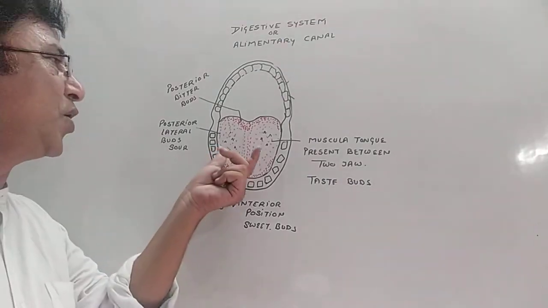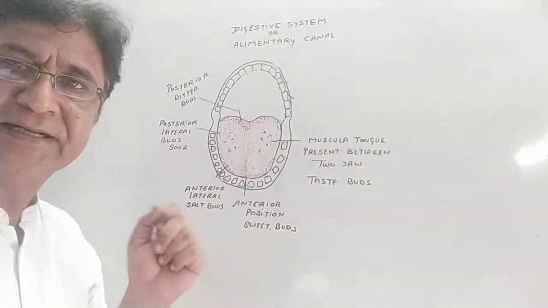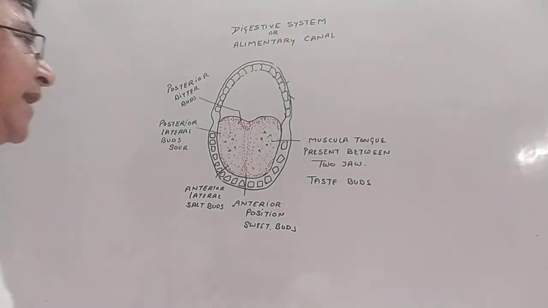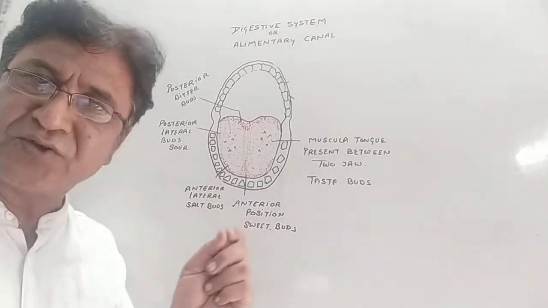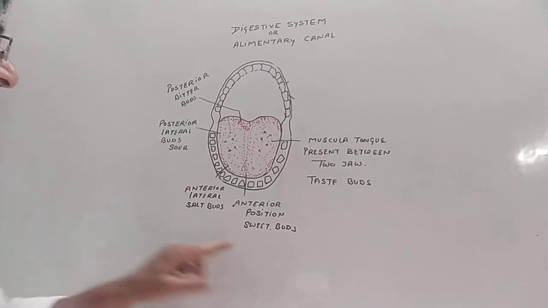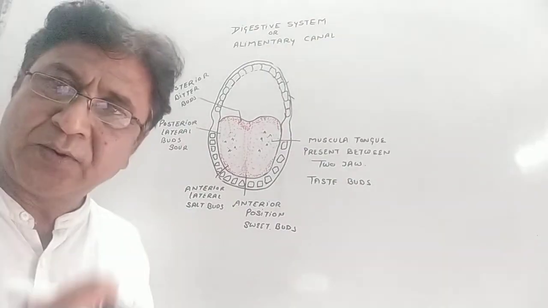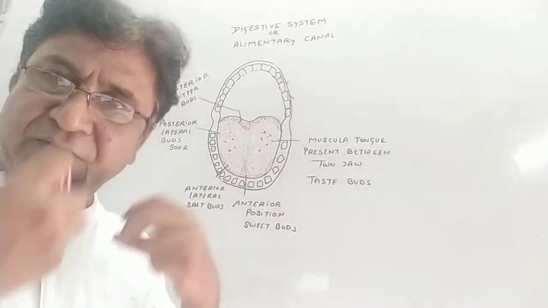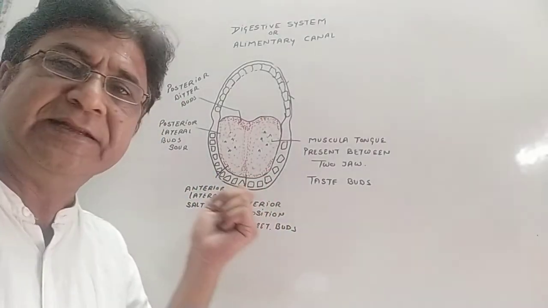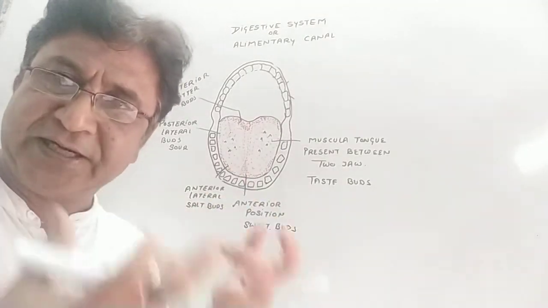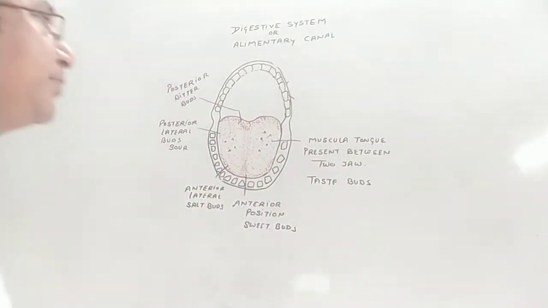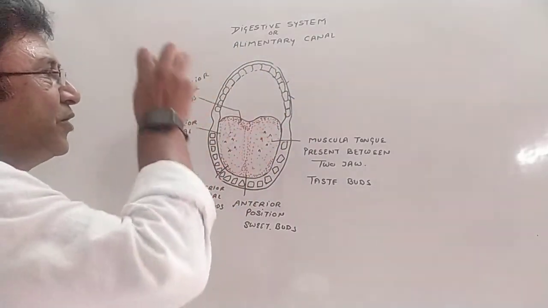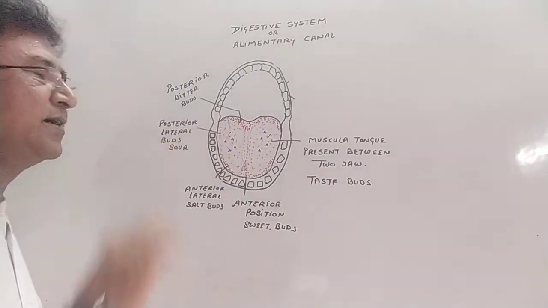So this muscular organ protruding from posterior to anterior side is called a tongue. It is present in between the two jaws and has papillae, protuberance structures, over it. In between the papillae there are buds, and these are the positions of the buds. Now this tongue helps in engulfing the food, and also helps in phonation, means speaking.